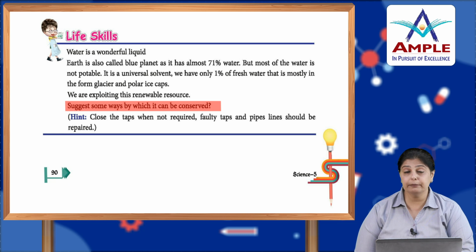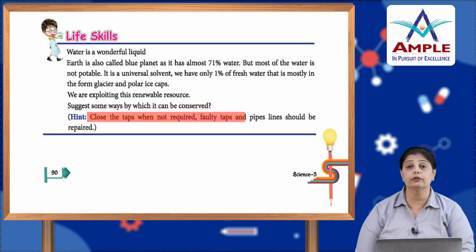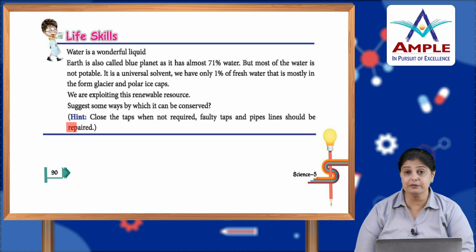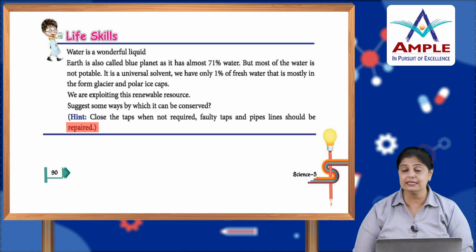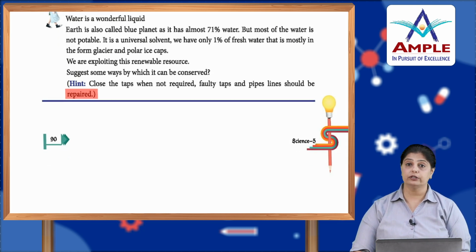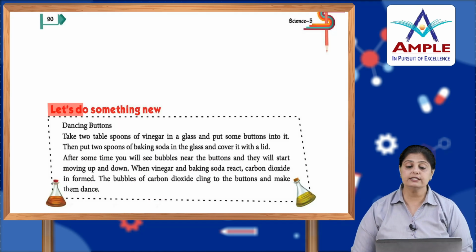For example, you can close the taps when you don't require them. You can get the faulty taps and pipes repaired. So these are certain ways in which we can save water. You can explore more and write some more ways in which we can conserve water. Alright, now let's do something new.